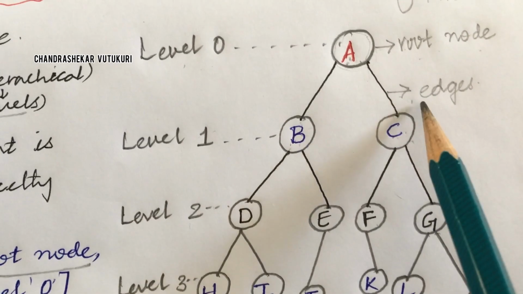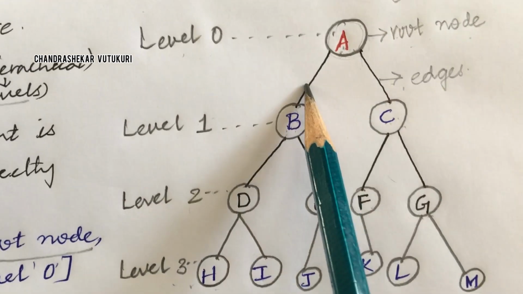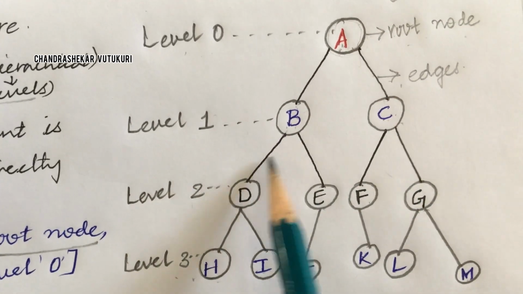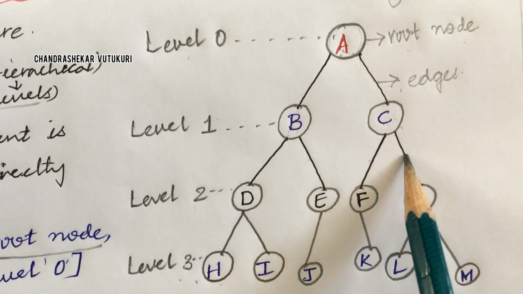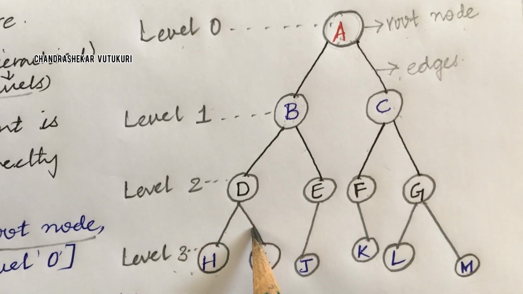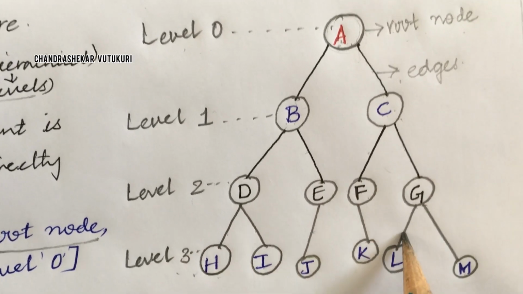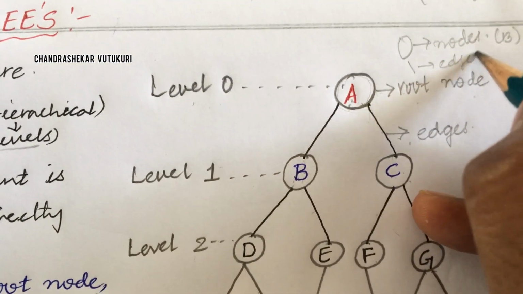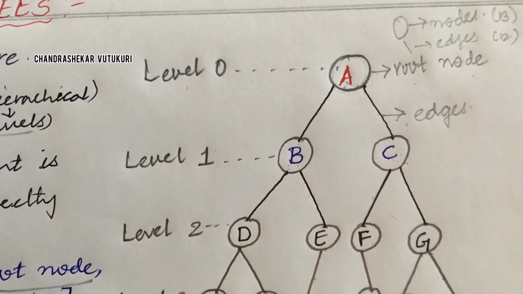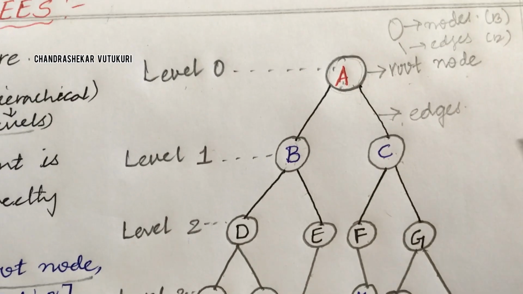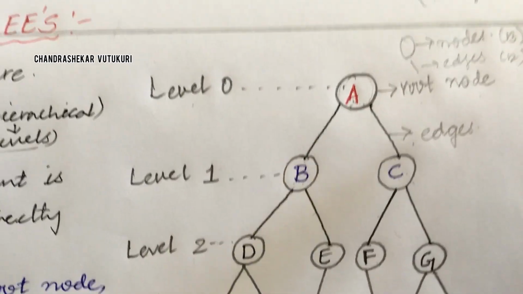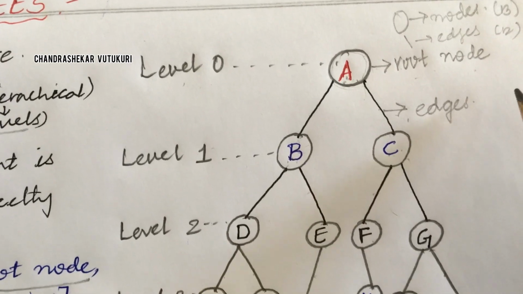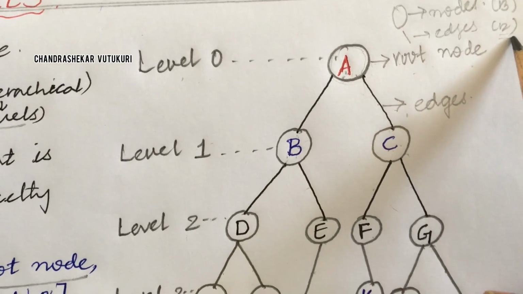Let's count how many edges are there within this tree. 1, 2, 3, 4, 5, 6, 7, 8, 9, 10, 11, 12. So we have 12 edges. There may be a short question in the exam asking that if a tree has 13 nodes, how many edges does the tree have? It has how many edges, dear students?